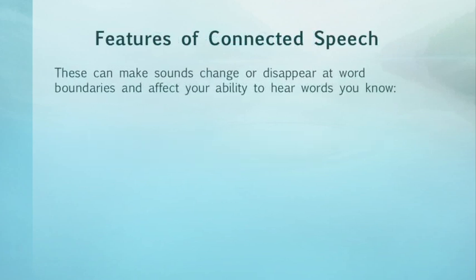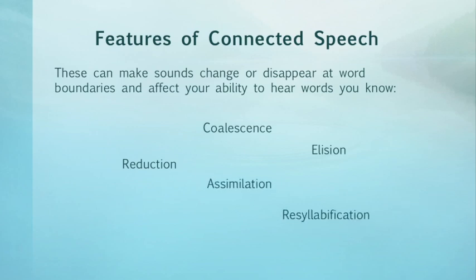Some features of connected speech that can make sounds change or disappear at word boundaries and affect your ability to hear words you know are coalescence, elision, reduction, assimilation, resyllabification, linking, and intrusion. Don't worry, I'll explain what each of these means in this series. Awareness of them will improve your ability to hear individual words in the stream of spoken English.